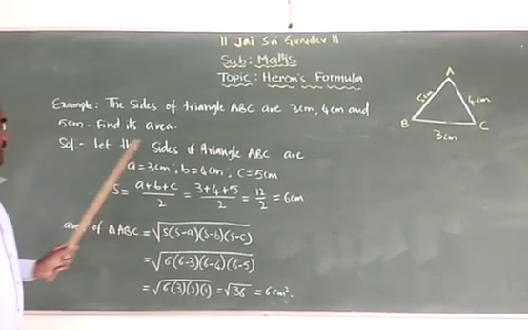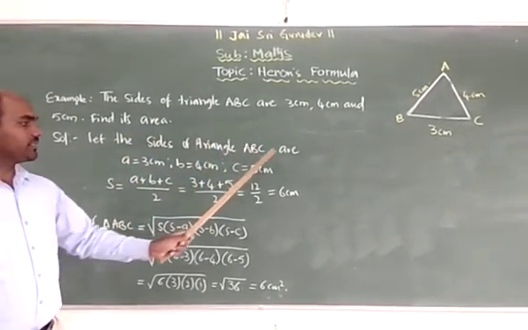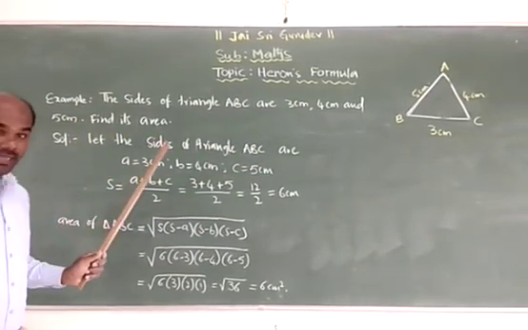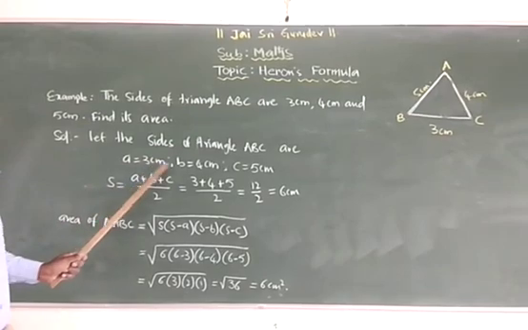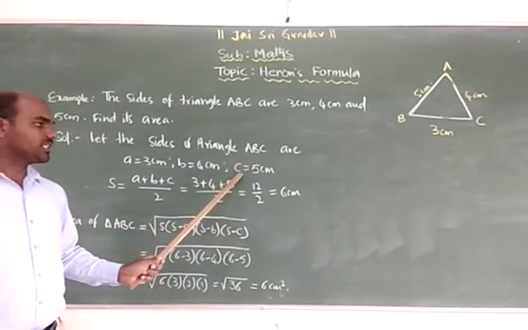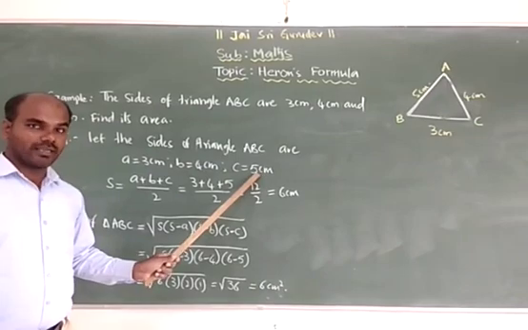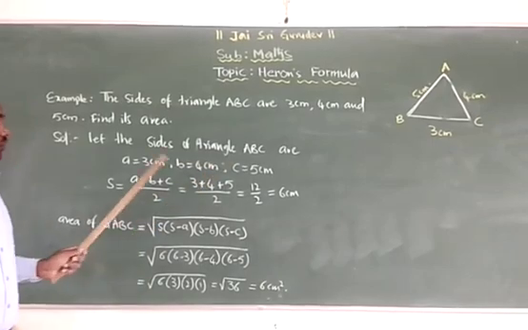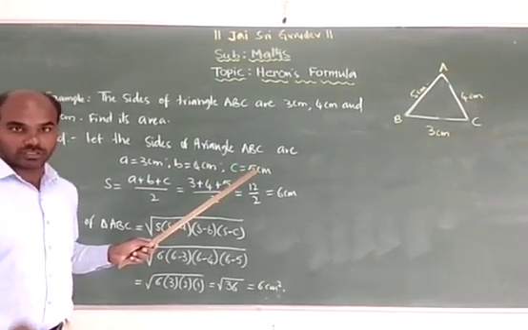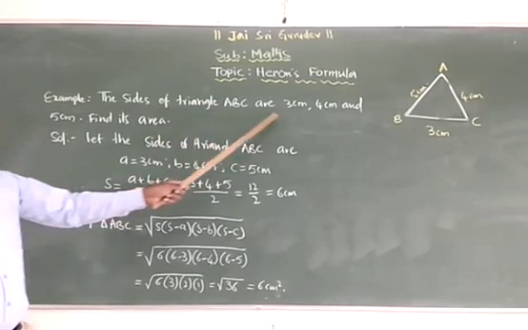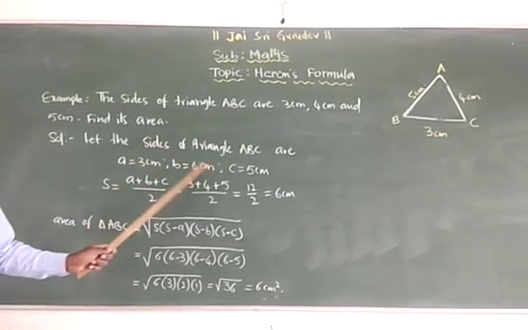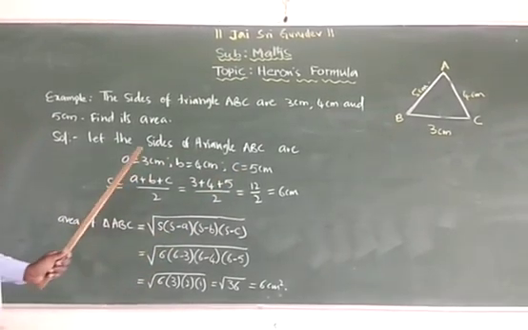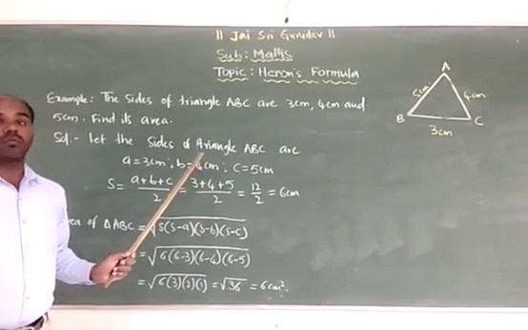Now we have to find the area of the triangle using Heron's formula. Let the sides of triangle ABC be 3 centimeters, 4 centimeters, and 5 centimeters. I am considering A as 3 centimeters, B as 4 centimeters, C as 5 centimeters. Sir, can we consider A, B, C as 4, 5, 3? Whatever you wish, but the three sides must be taken as A, B, C differently.